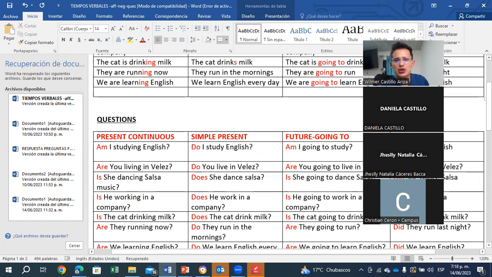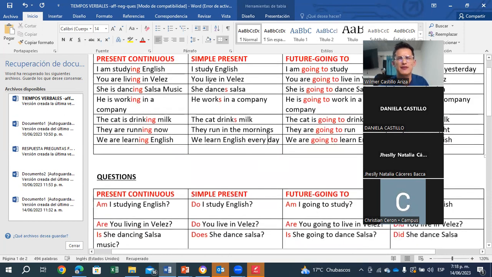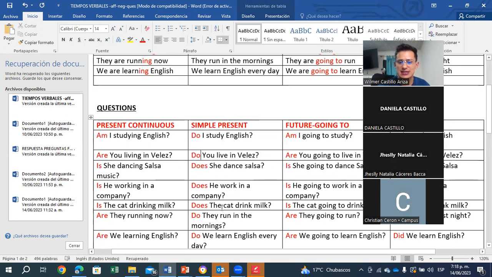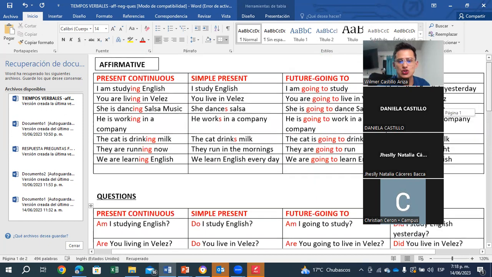If you want to say, tú vives en Vélez, you live in Vélez. But if you want to ask, ¿tú vives en Vélez?, we add do: do you live in Vélez? Sí, recuerden que en inglés no está el signo de pregunta al principio, ¿no? Este do, si lo queremos decir así, podría ser como ese signo de arroba al final. So remember, we use do and does. Does, that's for third person. She, he, or it. Does the cat drink milk? Does Colombia have a good weather or whatever? Yeah, so we use do and does.